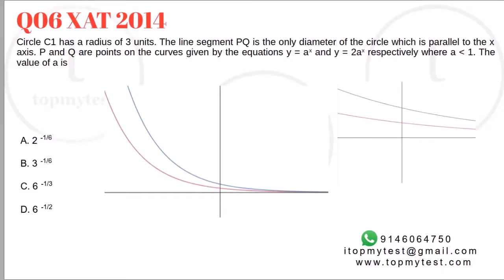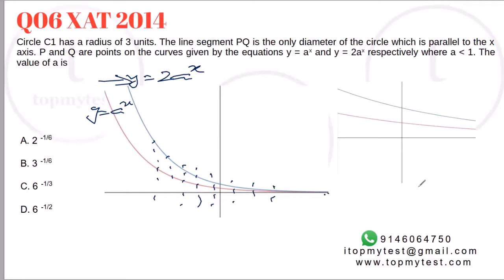Right, I've drawn this earlier as well. So this will be y equals 2a^x, and this will be y equals a^x. You can verify: if you put x equals 0, in this case y will be 2, and in this case x will be 1, y will be 1, right? And for any value of x, y equals 2a^x will always be above y equals a^x. They are asymptotic, so they will meet only at infinity.